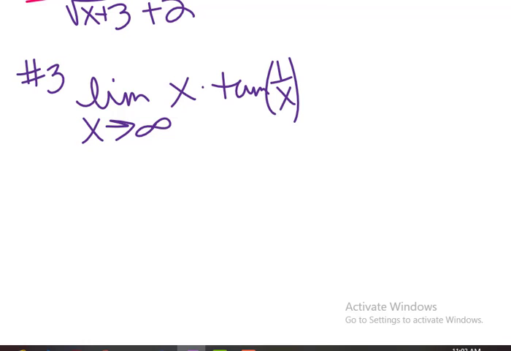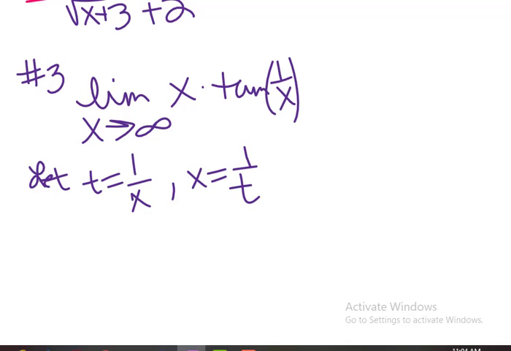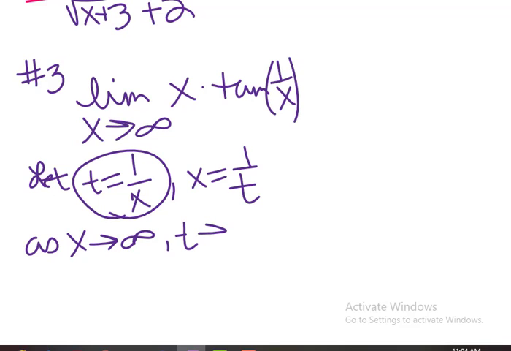So what this will look like is I'm going to let t be that inside part, because that's one of the problems I'm having here. t is equal to 1 over x, and that then means x is equal to 1 over t. As x approaches infinity, t approaches 0. So we're going to change how our function looks using substitution.